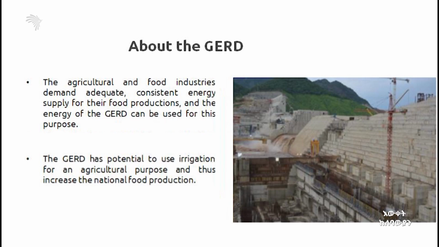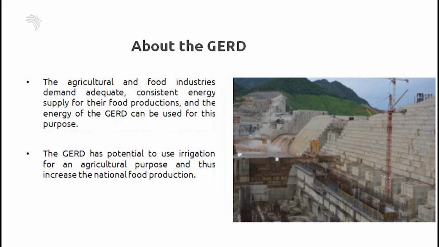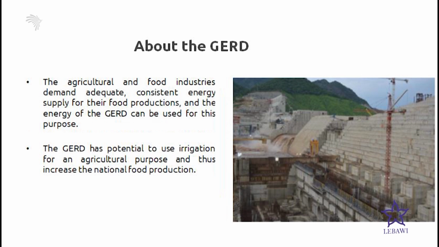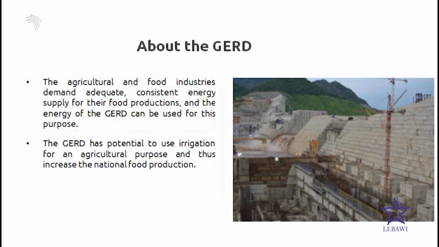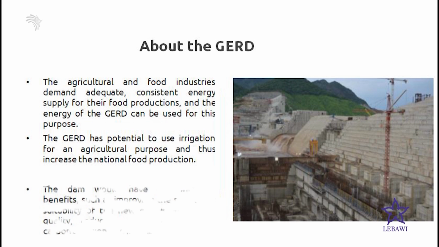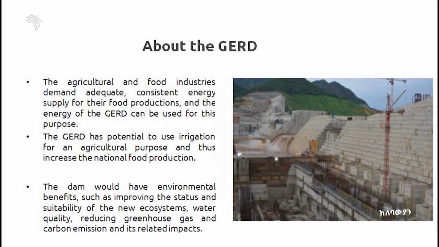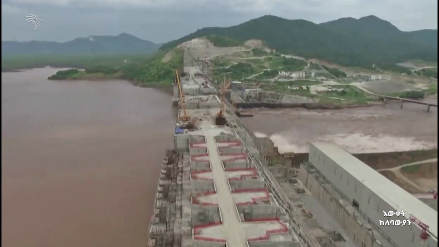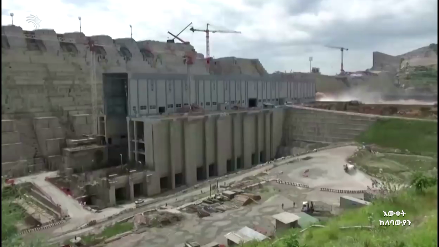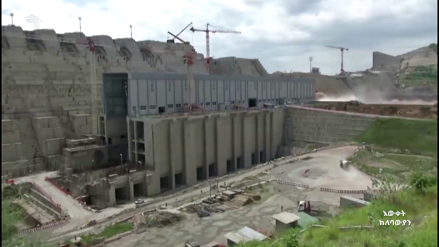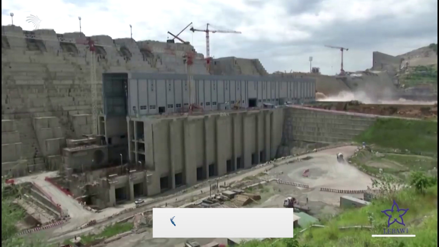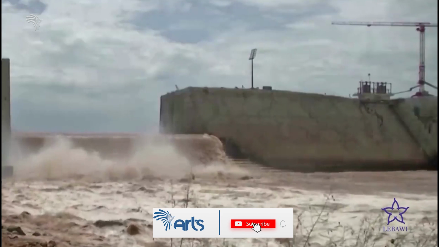The GERD has the potential to provide irrigation for agricultural purposes and thus increase national food production. The dam will have environmental benefits such as improving the status and suitability of the new ecosystems, water quality, reducing greenhouse gas and carbon emission, and its related impacts.